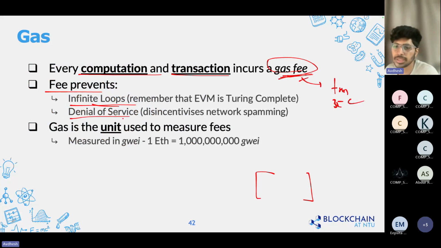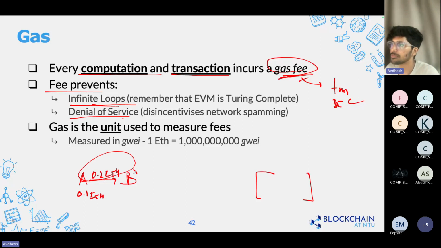What does denial of service mean? Suppose Alice and Bob, Alice has 0.1 Ethereum, and she wants to send 0.2 Ethereum, right? Denial of service means that she can't send it, because this is one of the examples, she has insufficient balance. So yeah, it can deny.